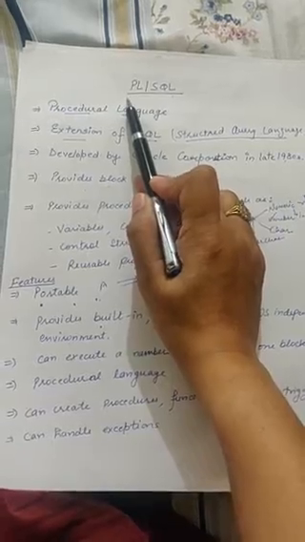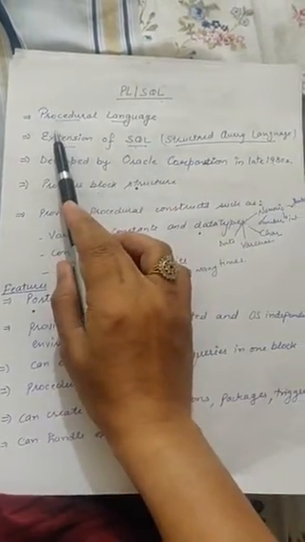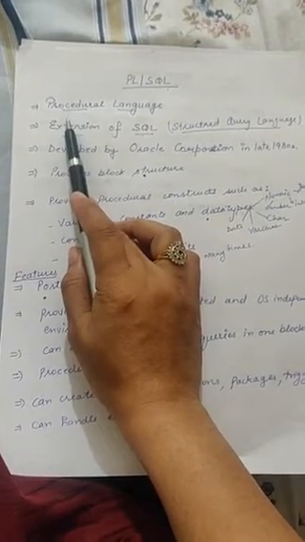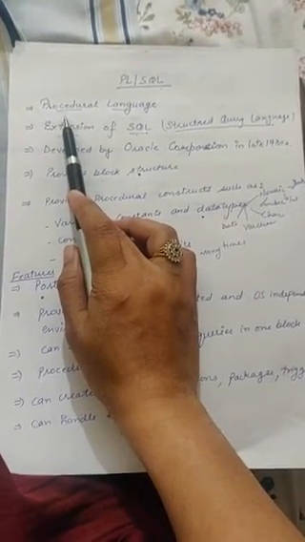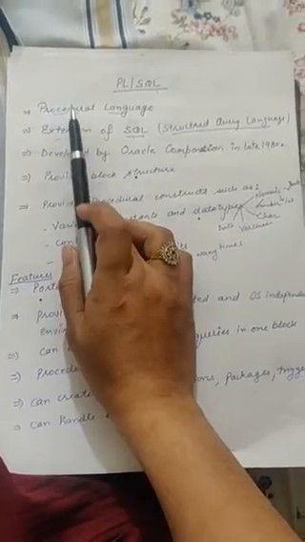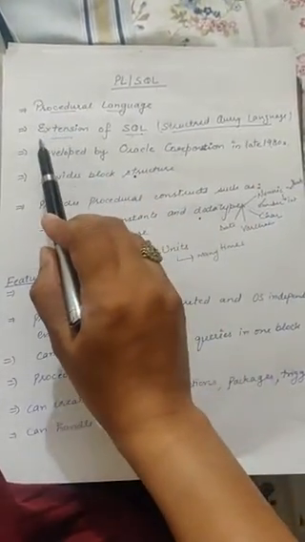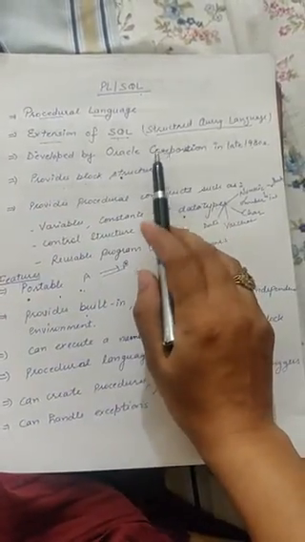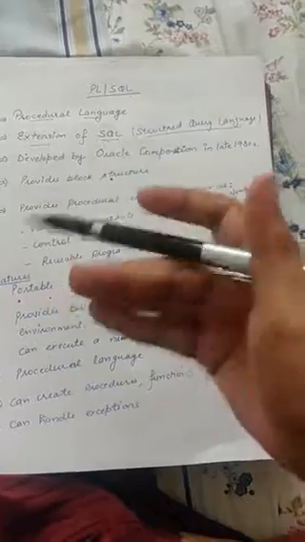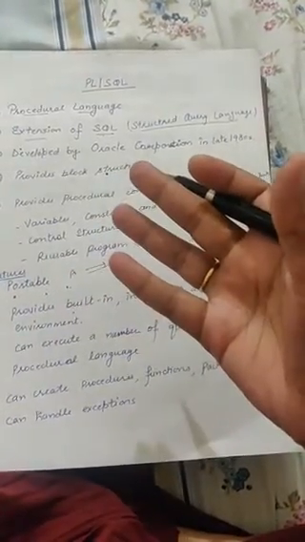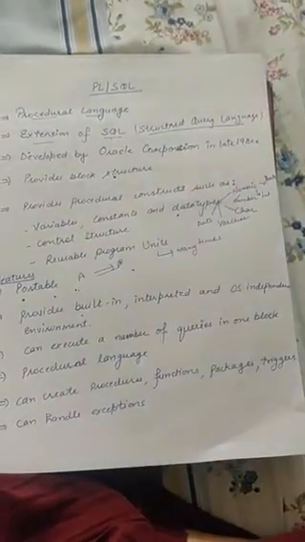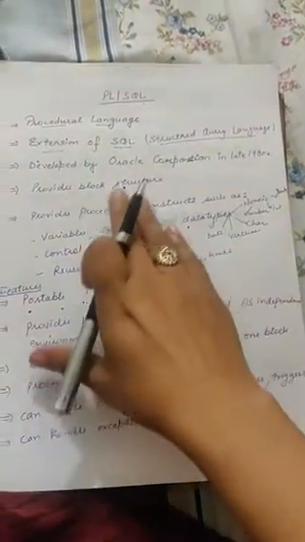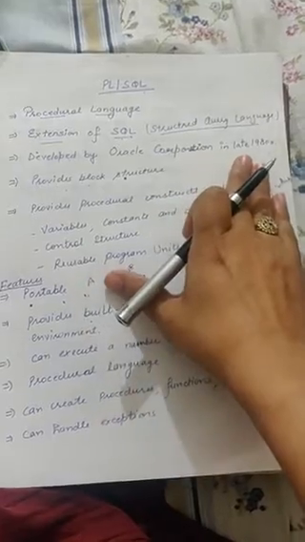PL means procedural language. It depends on procedures only. As you have studied in C, what are procedures? They are blocks of code. In this language, we work on the extension of SQL. So we can say PL/SQL is the combination of SQL along with the procedural features of a programming language. It was developed by Oracle Corporation in the late 1980s.